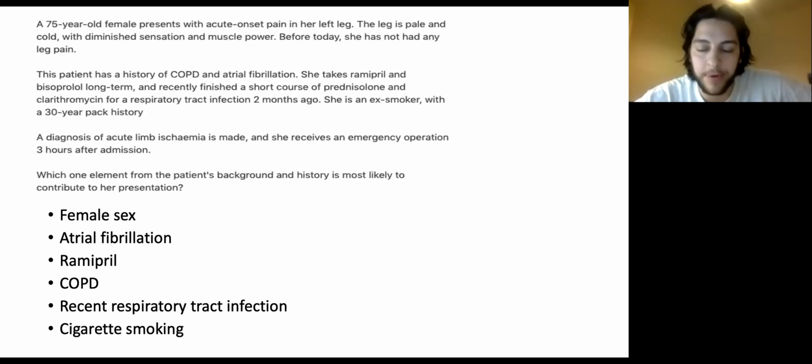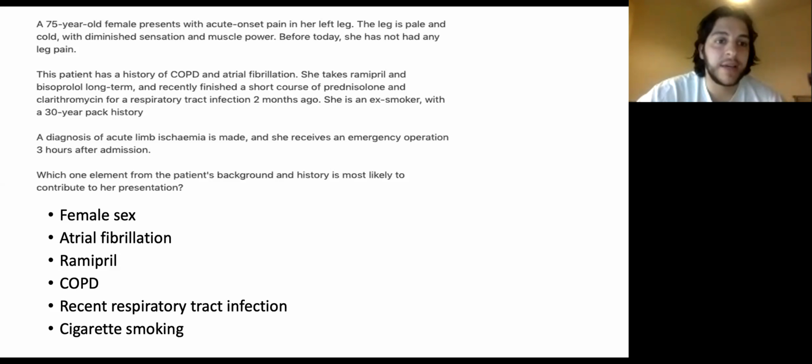We've got 3 more questions left. So a 75-year-old female presents with acute onset pain in her left leg. The leg is pale and cold with diminished sensation and muscle power. Before today, she has not had any leg pain.